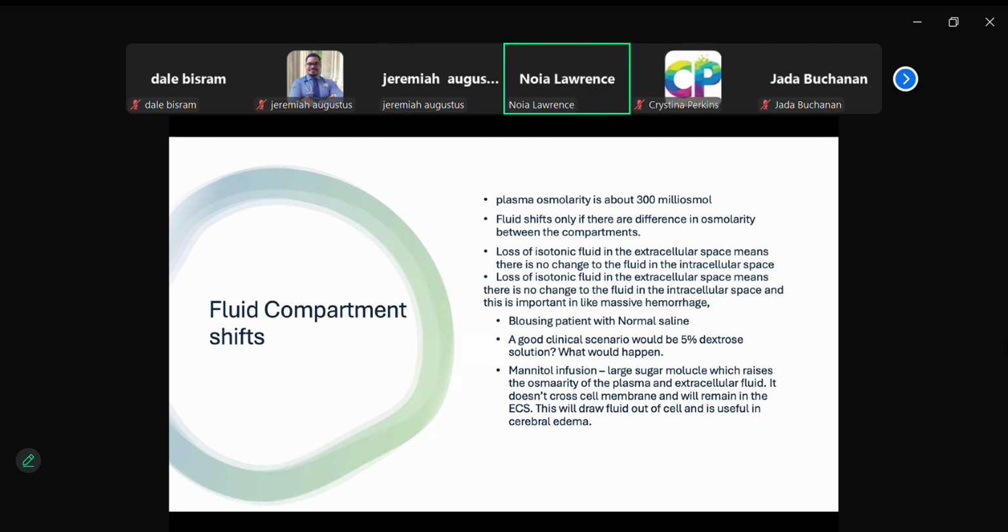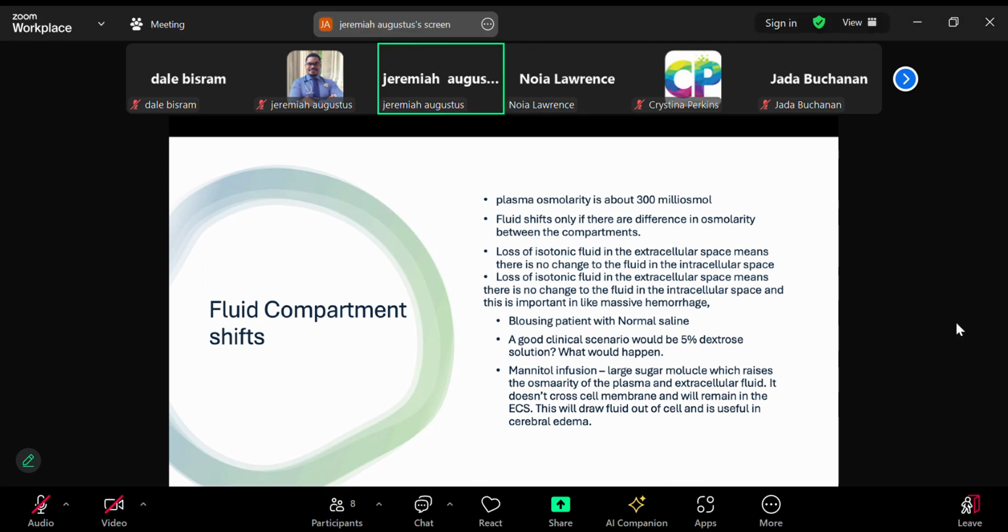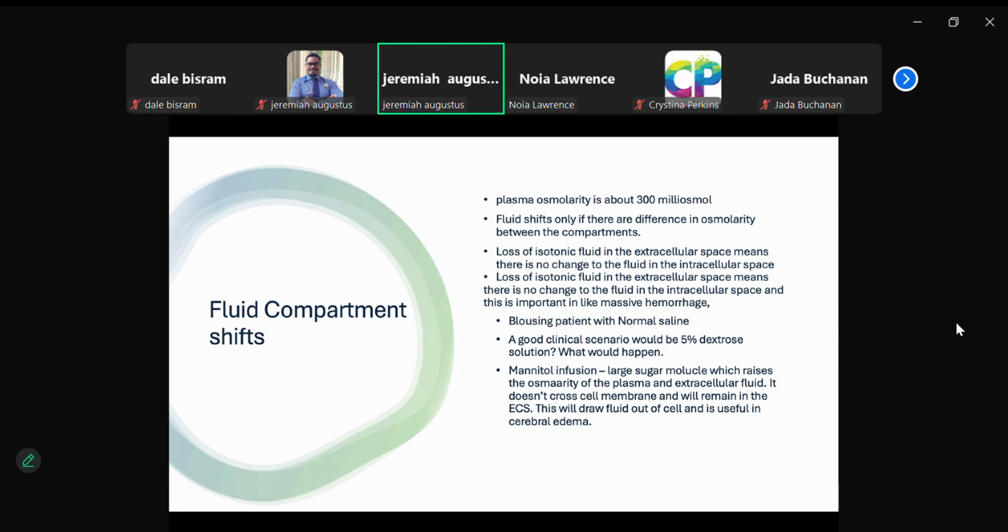Does it have to do with how fluid moves from one place to the next? It is, but I need a little bit more than that. What is osmolarity? Well, it is a solute actually. It is the concentration of solute in a particular volume of liquid.